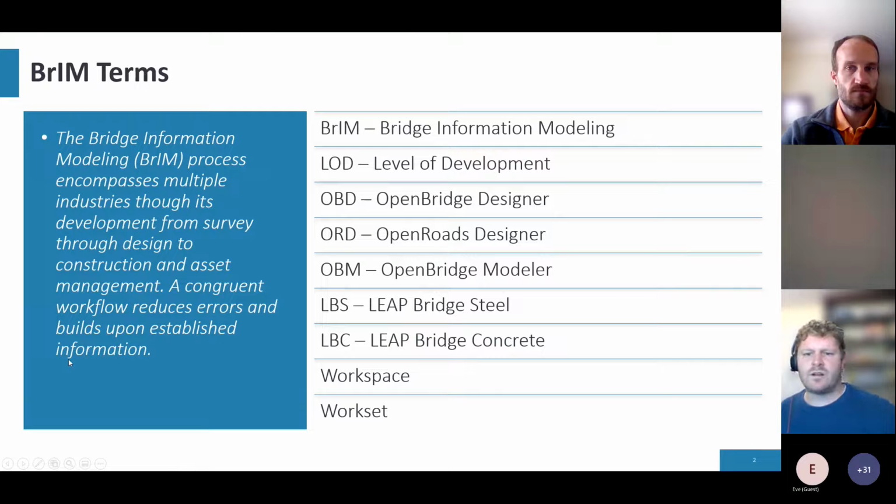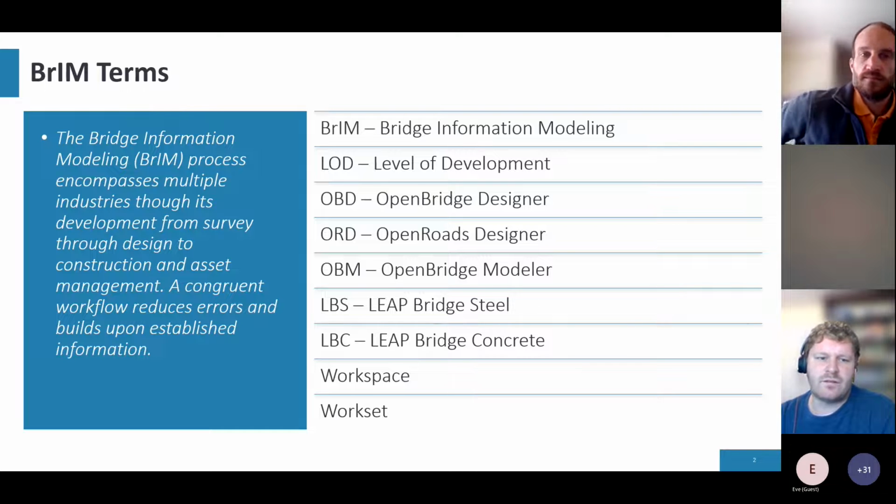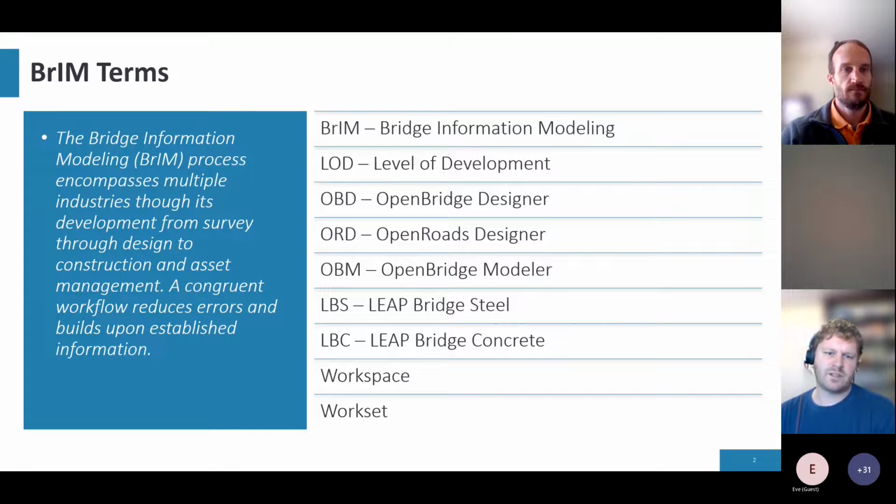So a few things just to start. I want to get a couple terms out of the way. BIM, BRIM, really interchangeable. BRIM is the new term we're using for bridge information modeling as opposed to building information modeling. LOD is a level of development that has to do specifically with elements within the model. It's important to identify how detailed you want to get with those. OBM is Open Bridge Designer, not to be confused with Open Roads Designer.